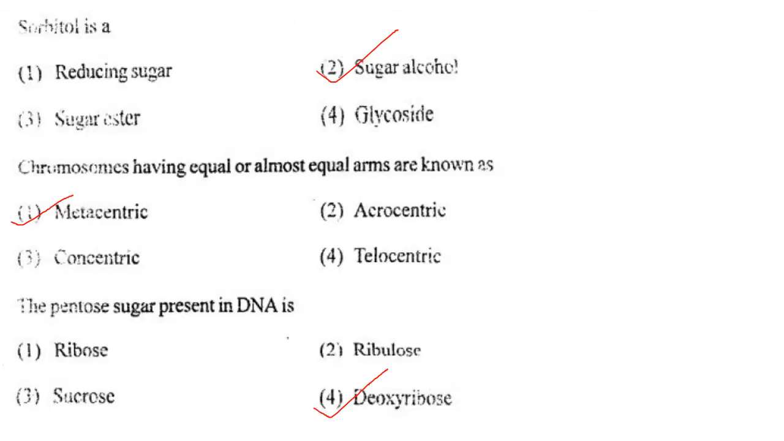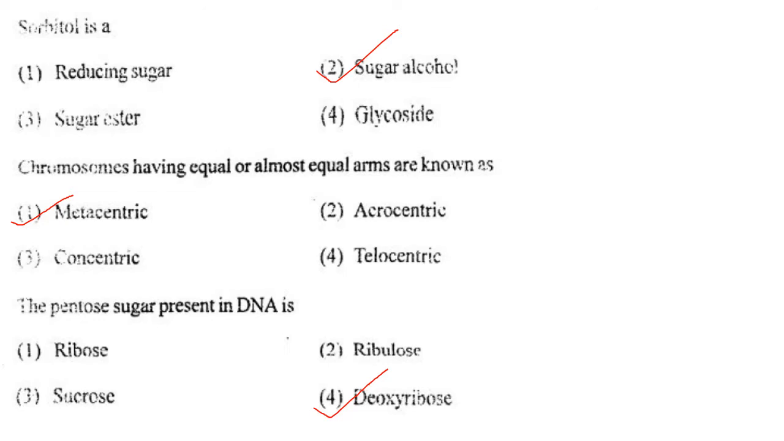Next one. Sorbitol is option 1 reducing sugar, 2 sugar alcohol, 3 sugar ester, 4 glycoside. Answer is option 2 sugar alcohol. Next one. Chromosomes having equal or almost equal arms are known as option 1 metacentric, 2 acrocentric, 3 concentric, 4 telocentric. Answer is option 1 metacentric.